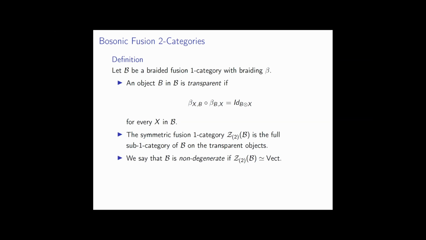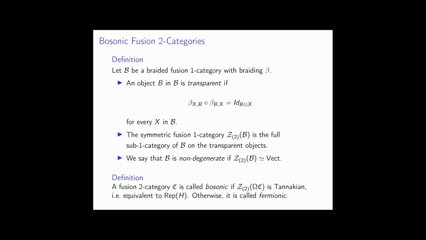And a class of braided fusion one categories that anyone interested in topology has, I'm sure, already come across are those that are so-called non-degenerate, meaning that this center is very trivial. It's as small as it can be. It's just the category of finite dimensional vector spaces. So if any of you has heard the name of a modular tensor category, any modular tensor category will give you a braided fusion one category that is non-degenerate.